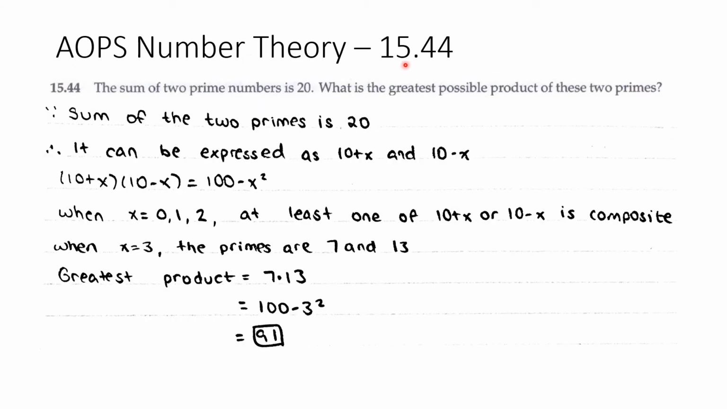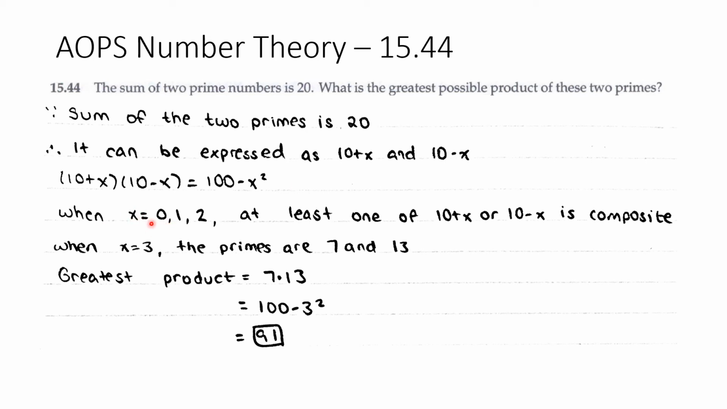AOPS number 3015.44. The sum of two prime numbers is 20. What is the greatest possible product of these two primes? So since the sum of these two primes is 20, that means the two primes can be expressed as 10 plus x and 10 minus x, since if you add these together, the x's cancel out and it'll be 20. So the product of these two primes would be 10 plus x times 10 minus x, which if you expand it, will be 100 minus x squared.